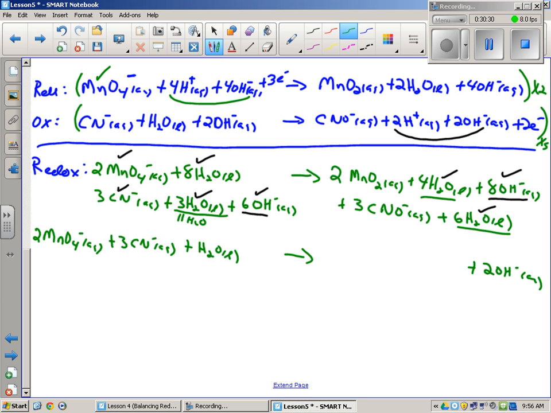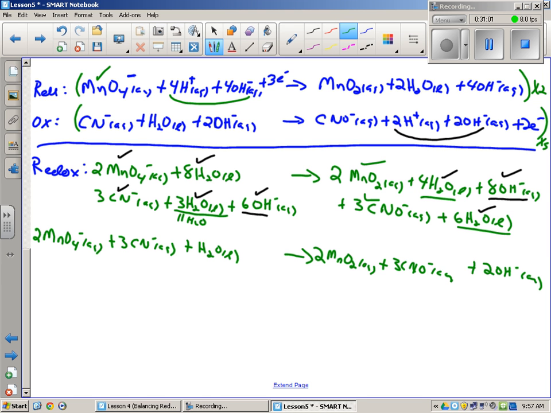Okay. So that takes care of all the left side. 6 hydroxides, 8 on the right side, so that's a net of 2 on the right side. Everything on the left-hand side is taken care of. What else do I have? 2 MnO2s here. That's not going to cancel. And 3 CNO minuses. And that's not going to cancel. Looks like we've taken care of everything because I checked everything off.